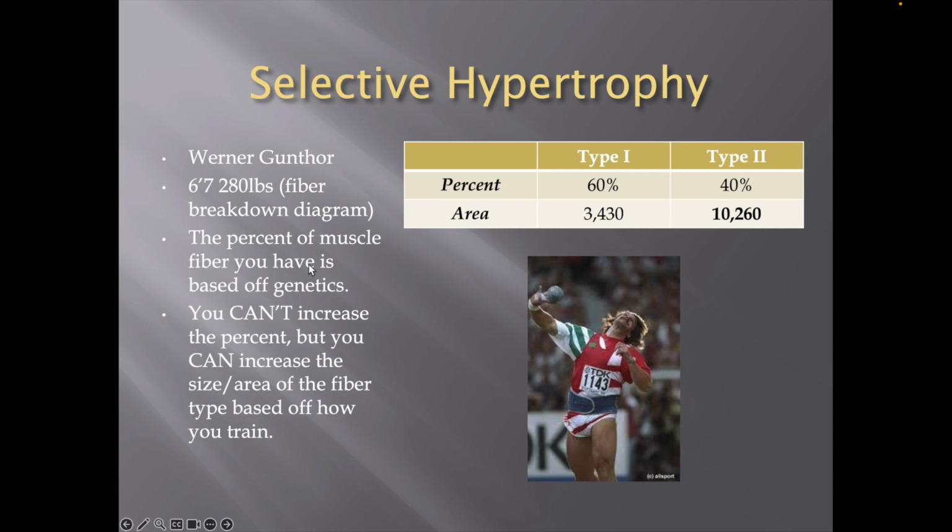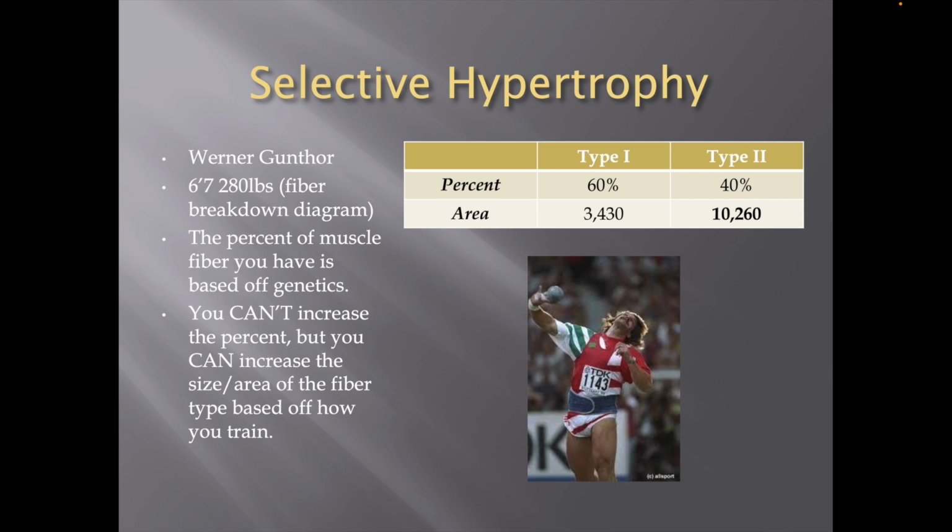What this tells us is that the percent of muscle fiber breakdown you have is based off of genetics. Meaning that Werner Gunther can't increase this percentage of type 2 muscle fibers versus type 1. So he's going to have more type 1 muscle fibers in his body compared to type 2. Any sort of training he does is not going to change that.